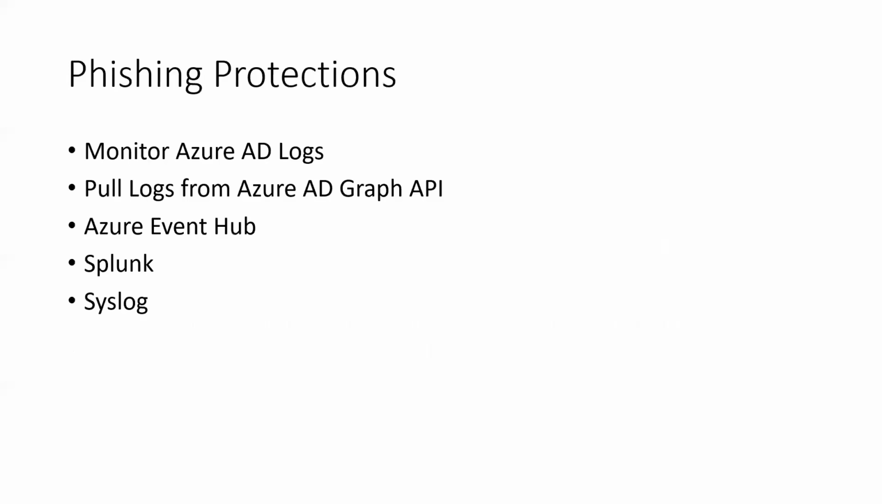So protection advice. So phishing protections. This is a little bit of a summary of what you should have in place. So you should monitor Azure AD logs. You want to pull logs from your Azure AD Graph API. This can all be pulled into Splunk. There's also Azure Event Hub, which is available also.